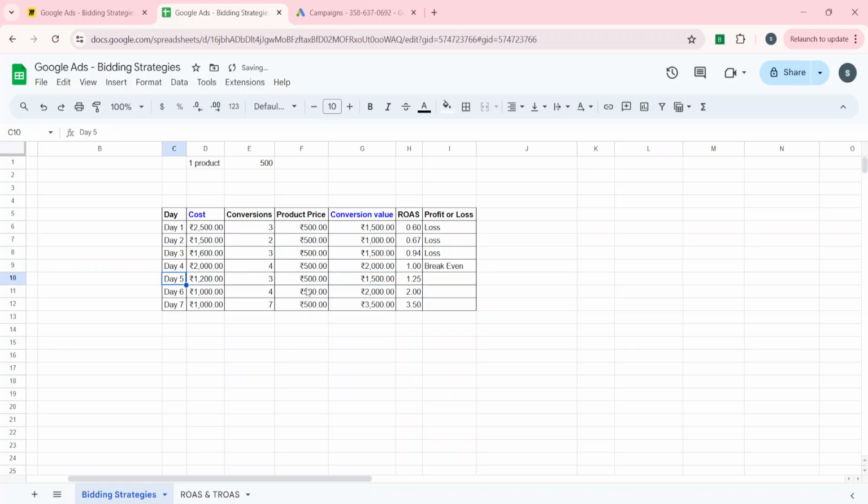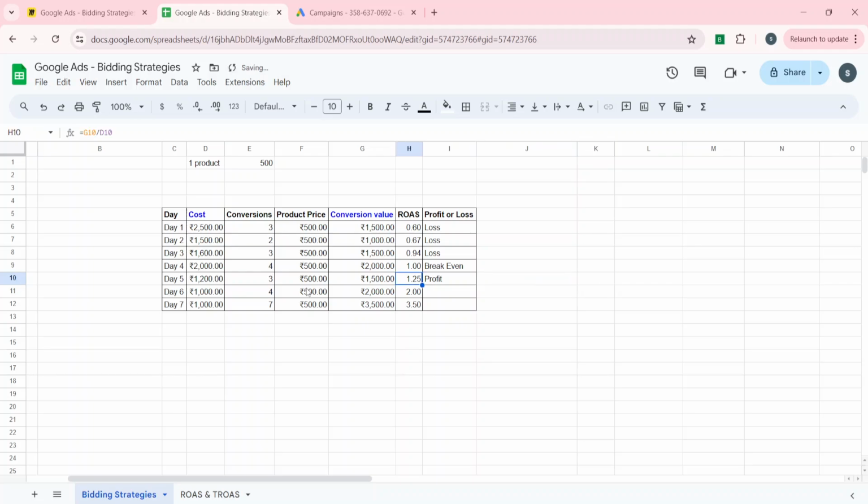Right? And on the fifth day we have generated 1.25 ROAS, that is, it is profit. That means you have generated 25% more of the spend. You are getting the logic, right? So if you convert this into percentage form, it will be 125%. You are getting the logic.